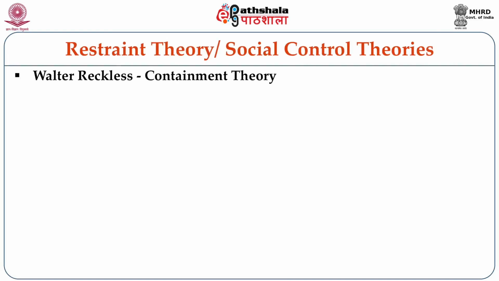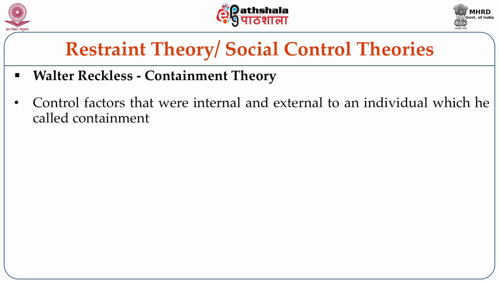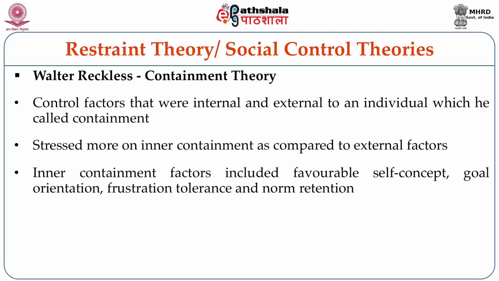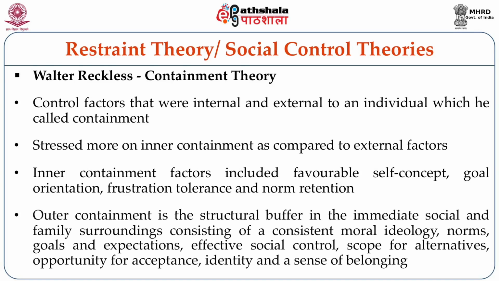Then we come to what are known as social control theories, and again Walter Reckless, who came to India, was one of the important theorists. He talked about the containment theory. Basically he said that there are two types of containment, inner containment and outer containment, in all of us as human beings. The inner containment includes the favorable self-concept, goal orientation, frustration tolerance. Outer containment is a structural buffer in the immediate social and family surroundings, consisting of moral norms, ideology, goals, etc.